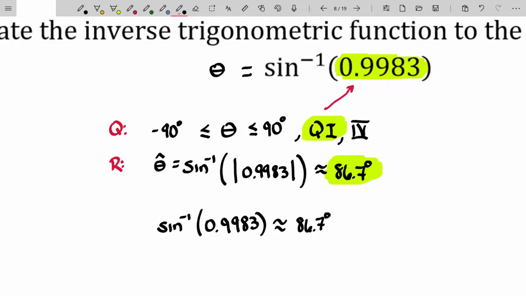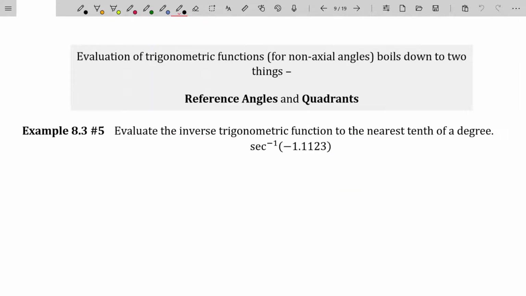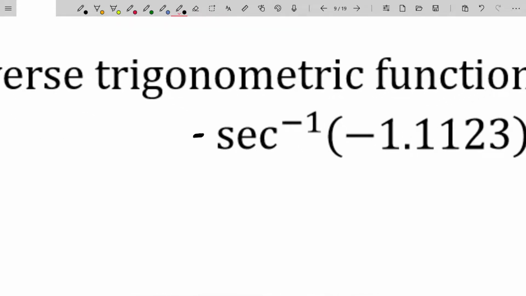All right, that doesn't seem too bad when you grab a calculator. But there are some potential pitfalls, and here is one of them. Evaluate the inverse trigonometric function to the nearest tenth of a degree. So we're still working in degrees here. And I'll go ahead and make the mention that secant inverse is going to return an angle.